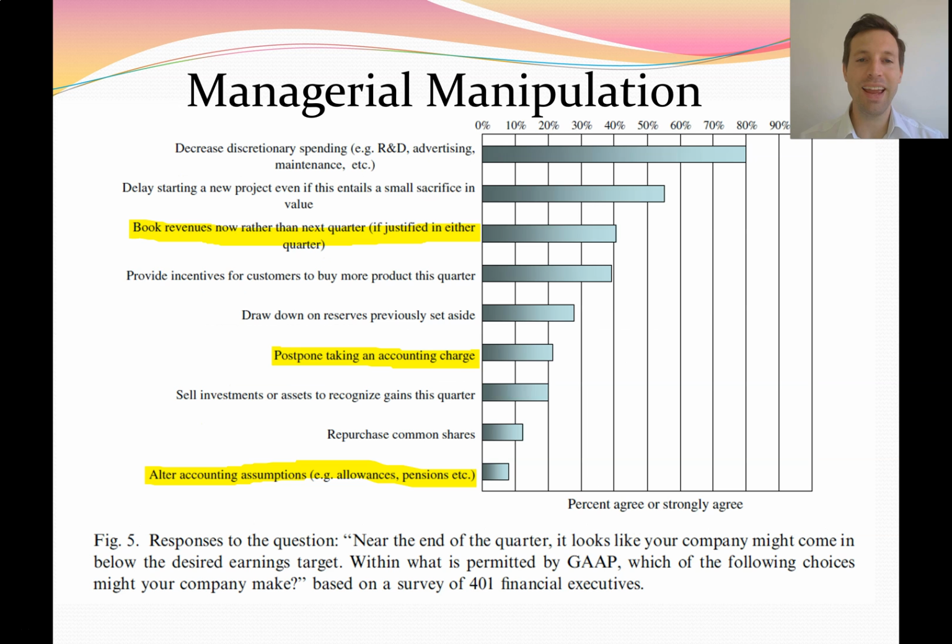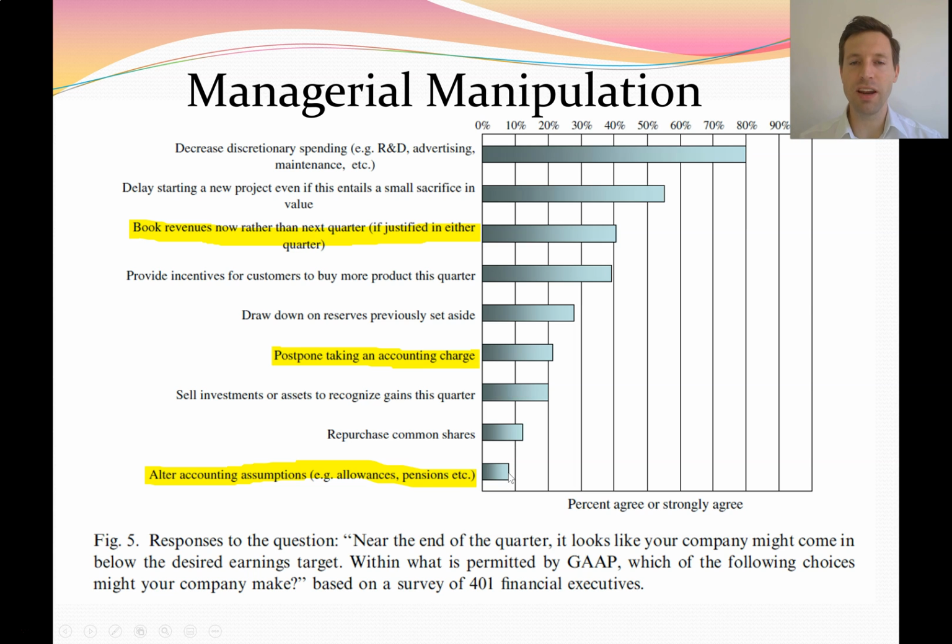So managers admit that they have pressure to engage in earnings management, and they have really strong pressure and solid reasons for doing so. This slide asks, how would you actually go about improving your earnings if it looks like your company may come in below your desired earnings target? The ones that are highlighted yellow are potentially accounting manipulation issues. About 40% of managers admitted that they might book revenues now rather than next quarter if justified in either quarter. They might postpone taking an accounting charge, and they might alter accounting assumptions, e.g. allowances and pensions, at only about 5%.